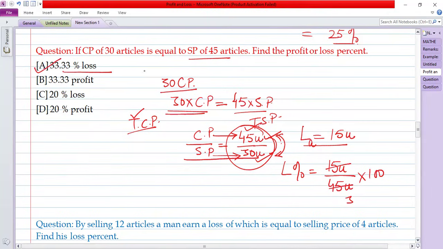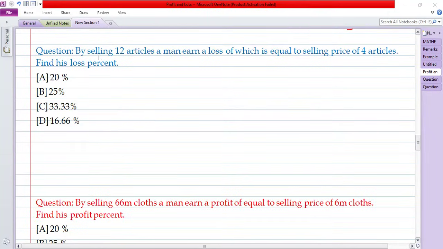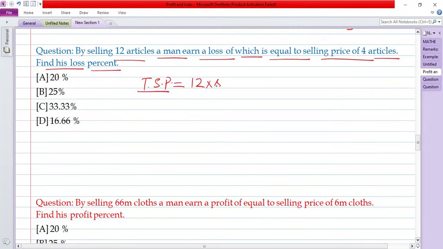It will be nothing but 33.33% loss. Okay. So here, by selling 12 articles, a man incurs a loss which is equal to the selling price of 4 articles. We have to find the loss percentage. So here, what will be the total selling price? It will be 12 times SP.